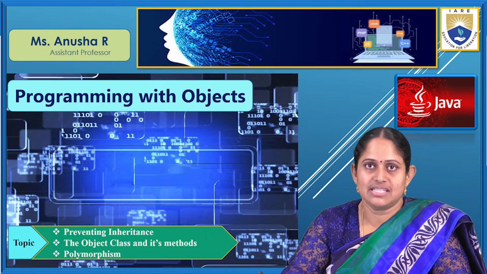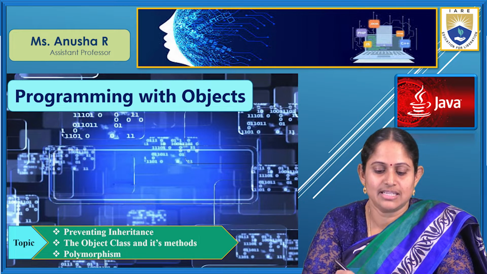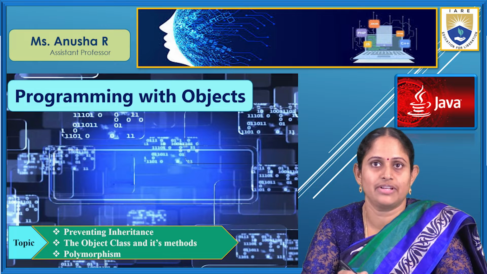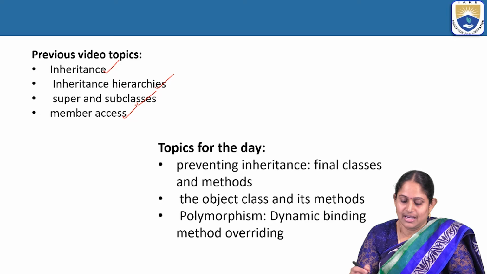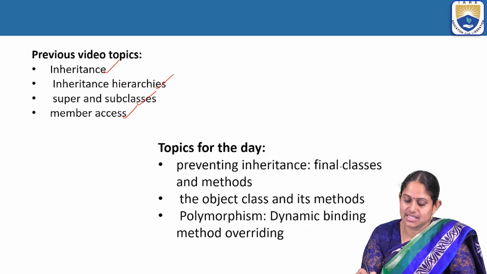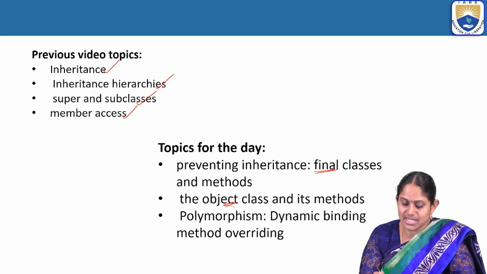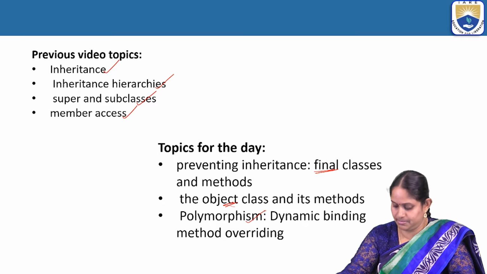So, in the previous class, we have discussed inheritance, the different types and hierarchies of inheritance, what are super and subclasses, and how these can be accessed. Now, in today's class, we'll be discussing the importance of final, and then the object class and polymorphism.